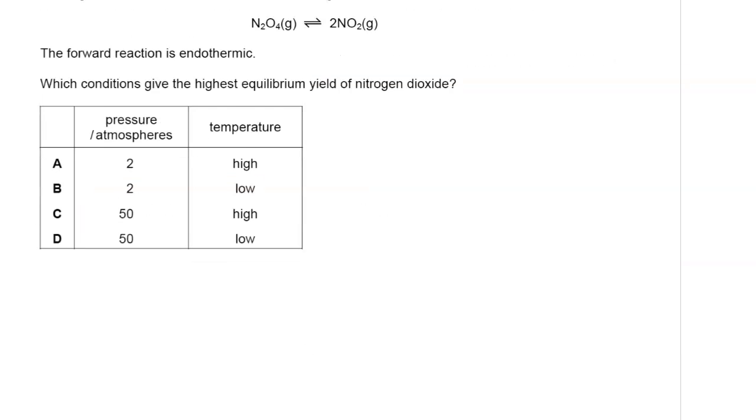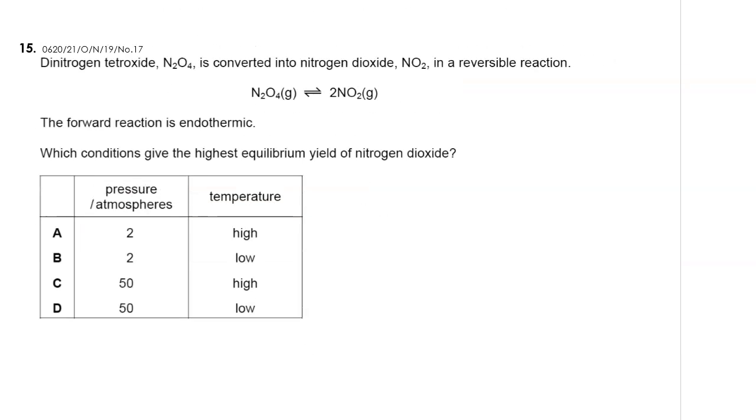Number 15. Dinitrogen tetroxide, this compound here, is converted to nitrogen dioxide, this compound, in a reversible reaction. The forward reaction is endothermic, consumes heat from the atmosphere. The forward reaction is endothermic. Which conditions give the highest equilibrium yield of nitrogen dioxide?